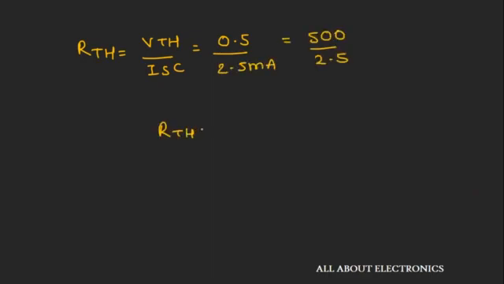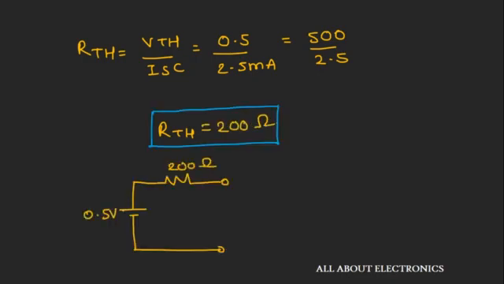So we will get a value of Thevenin's resistance as 200 ohm. So if we draw the Thevenin's equivalent circuit, it will look like this. It will have a 0.5 volt voltage source in series with a 200 ohm resistor. So in this way we can find an equivalent Thevenin's resistance in a case where the circuit contains independent as well as dependent sources.